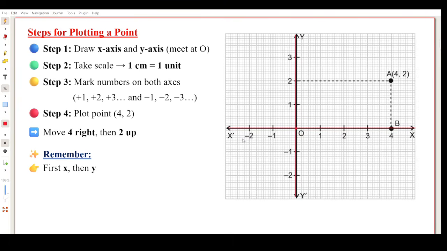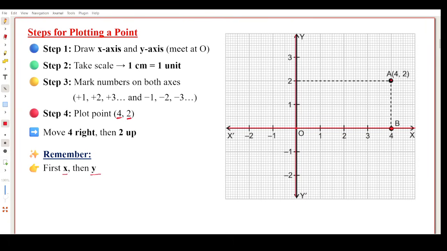Next, if you want to plot the point 4 comma 2, the first one is the x-coordinate and the second is the y-coordinate. Always look at the x-coordinate first, then the y-coordinate. The x-coordinate is 4, which means move 4 units to the right. Then for 4 comma 2, the y-coordinate is 2. So the point is 4 comma 2.